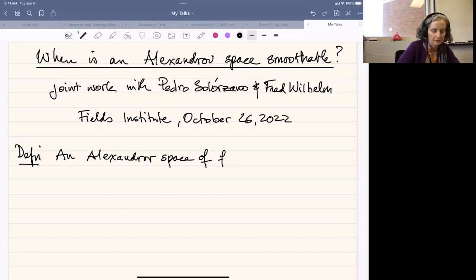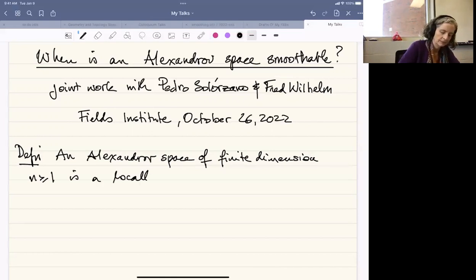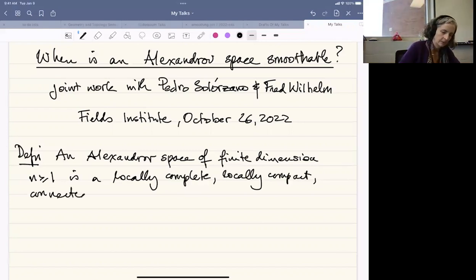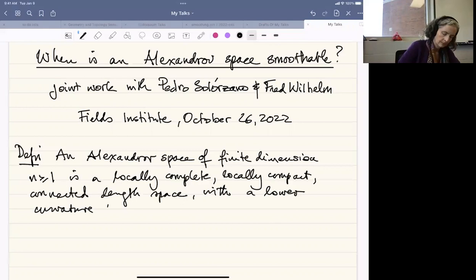It's of finite dimension n bigger than or equal to 1, and is going to be a locally complete, locally compact, connected length space. This is with a lower curvature bound, given in the triangle comparison sense.